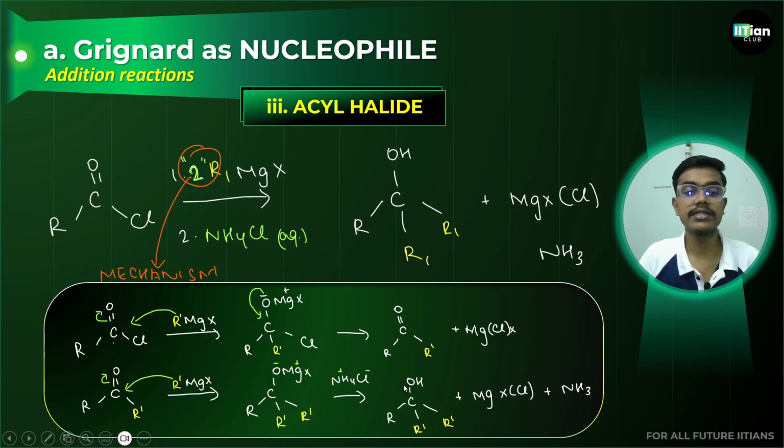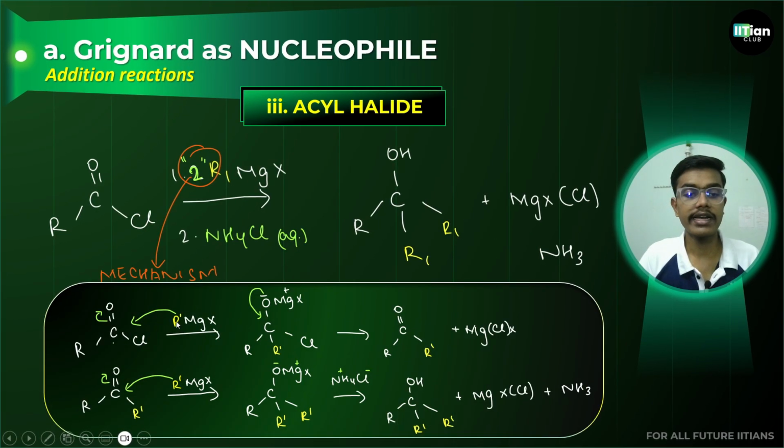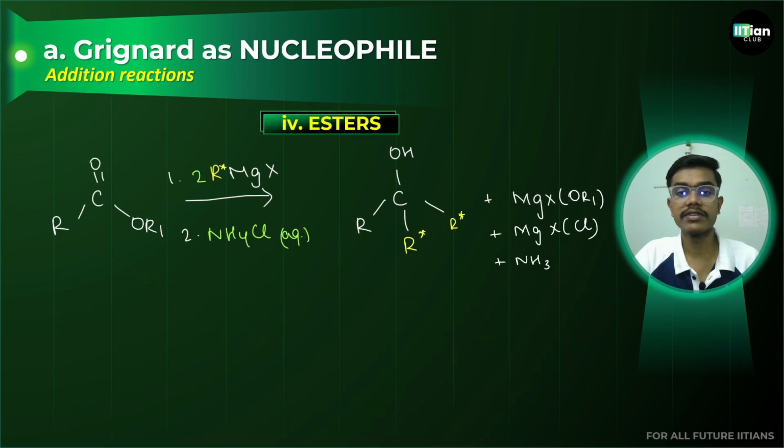Here also you can see the same mechanism, like the carbon is electron deficient and R, which is electron rich, is going and attacking the carbon, and then the reaction is proceeding. Same thing. You can note this logic and apply this whenever Grignard reagent comes. Next, we have reaction with esters. Esters, when reacting with Grignard reagent, you can see that it is also forming alcohols.